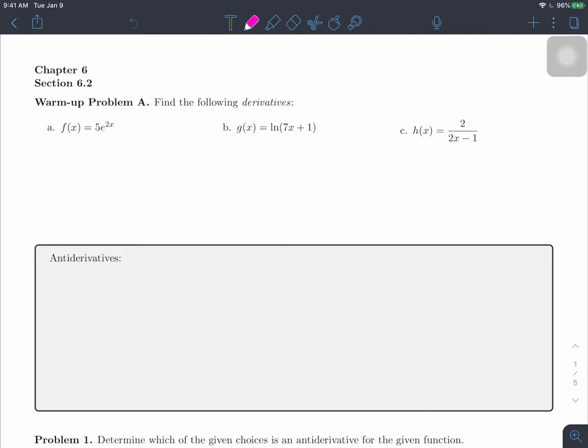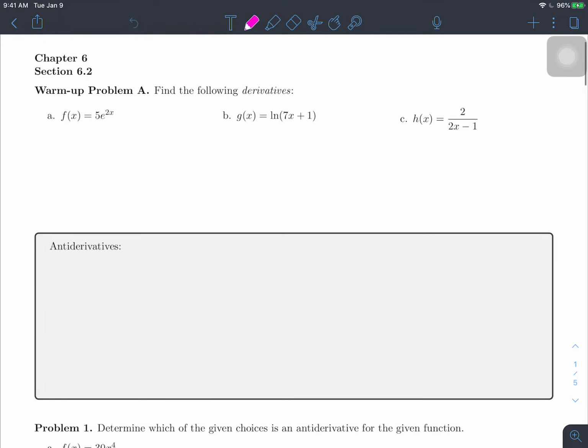All right, can I have a show of hands for those of you who are finished? Raise your hand, please. Anybody need a little more time? Okay, looks like everybody's done. Okay, so standard derivative warm-up.